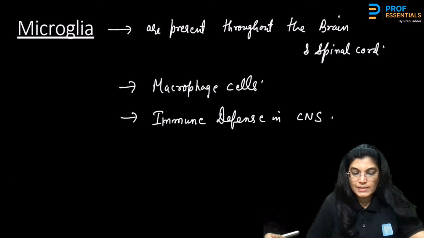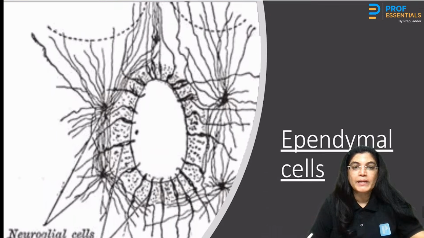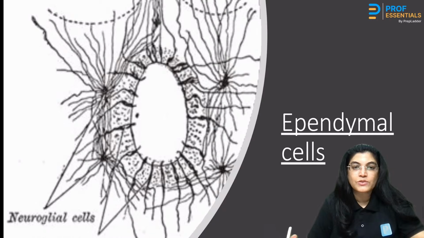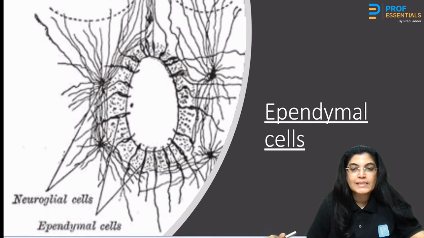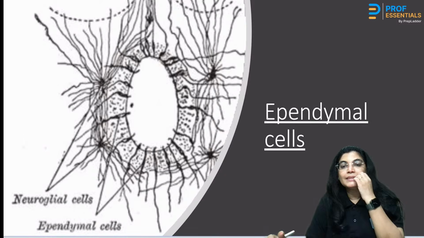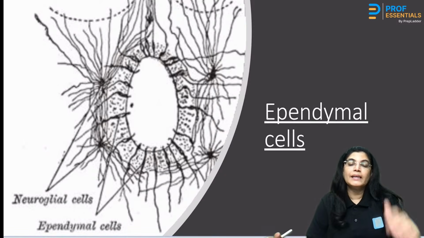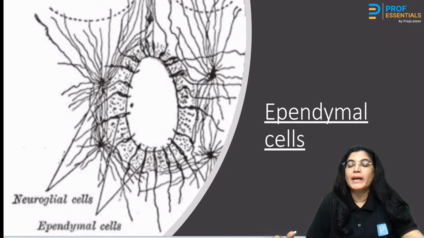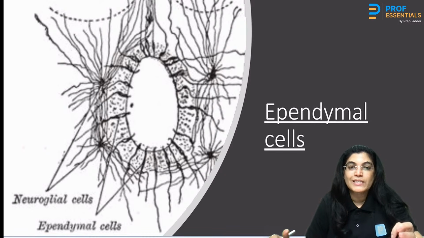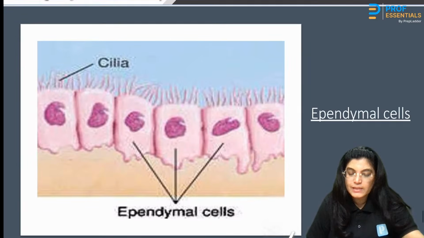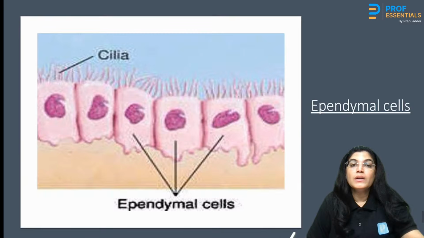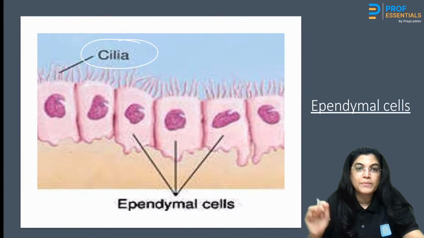Now talking about the next cells. The next cells are ependymal cells. As you can see, this is part of the central canal. Ependymal cells are ciliated columnar cells, lying in the inner lining of the ventricles of the brain and also in the lining of the inner aspect of the central canal. They are columnar cells having cilia. You can see the ependymal cells showing the cilia.